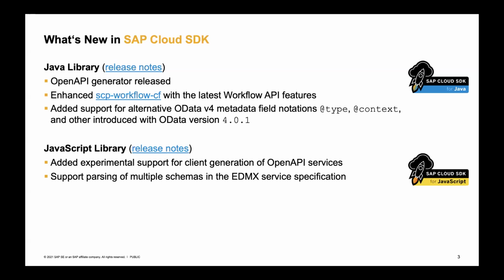On the JavaScript side, here again, we work hard on the OpenAPI client generator, which is in an experimental state yet. So if you decide to use it, please keep in mind that APIs might change. And if you want to work with stable APIs, then wait 1 or 2 more releases so that we declare it stable, like this is the case for Java. And another highlight on the JavaScript side, the Cloud SDK now supports parsing of multiple schemas in EDMX service specifications, which is basically on the OData support side.